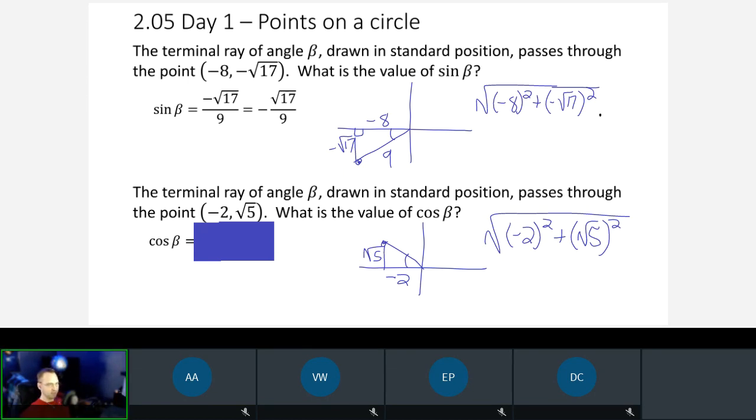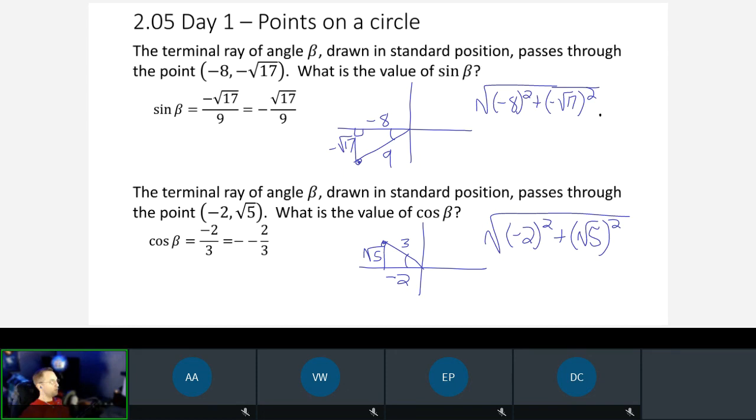It's probably 3. I think you're right, Antonio. I think it is 3. Type it in, you should get 3 if we know how to math correctly. So that means the cosine of that angle is -2 divided by 3, I think, right? Yeah, it is. Adjacent over hypotenuse. And again, it likes the negative in front, so there you go.